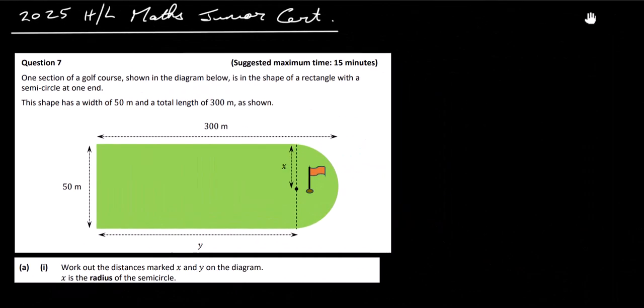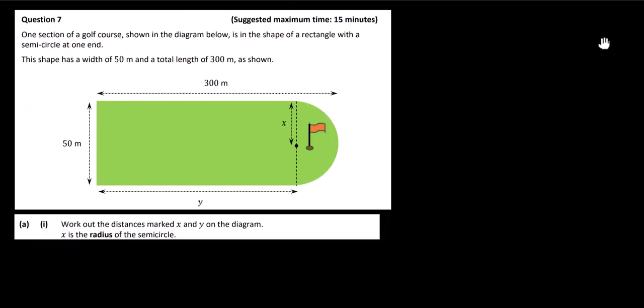Okay, so this is 2025 Higher Level Maths Junior Cert Paper question 7. One section of a golf course shown in the diagram below is in the shape of a rectangle with a semicircle at one end. This shape has a width of 50 meters and a total length of 300 meters as shown. So we have to work out the distances marked x and y on the diagram.